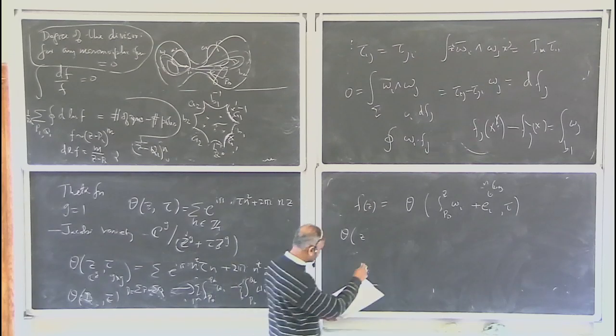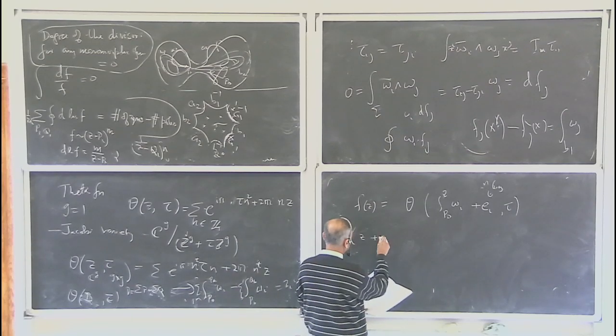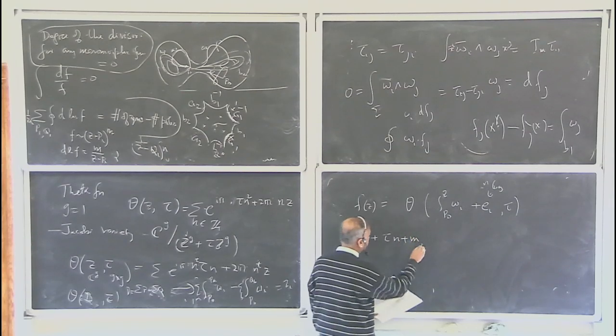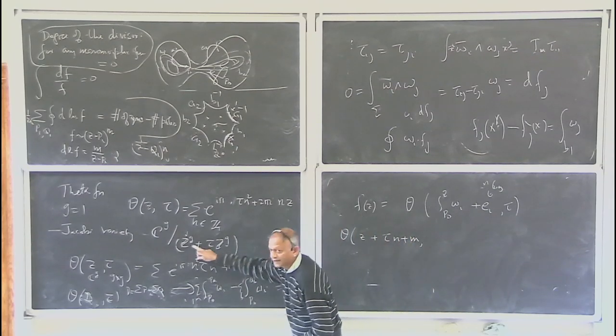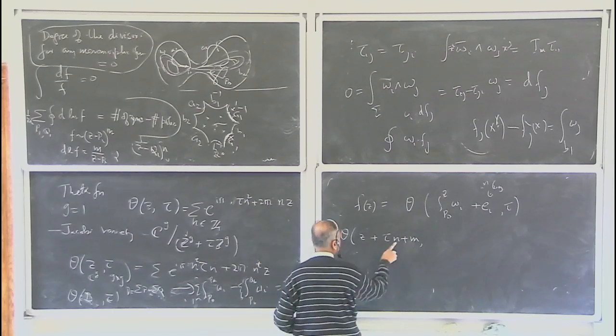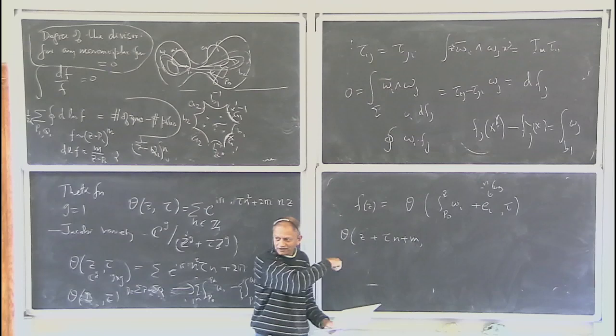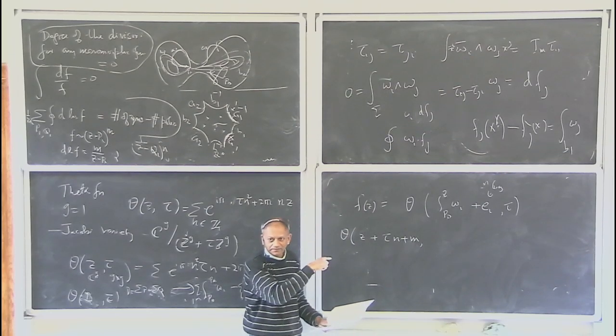I wanted to write the monodromy. So let's write it as this plus tau n plus m. So we want to look at this monodromy. This is the shift by this object, where n and m are integers, g integers. It's all g dimensional. Arguments are all g dimensional.